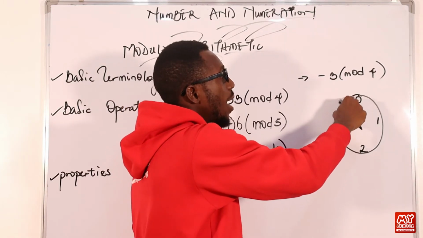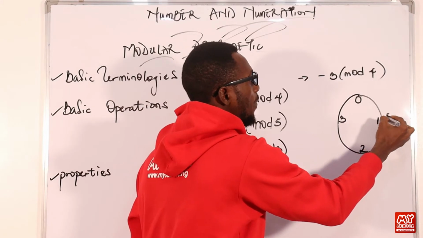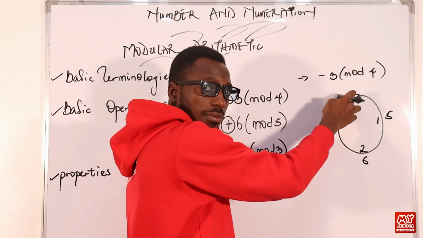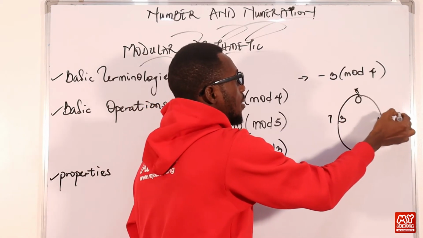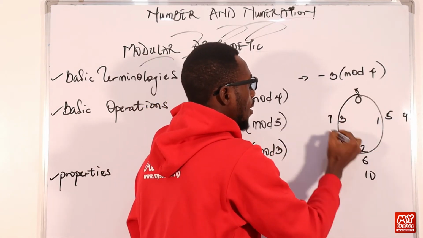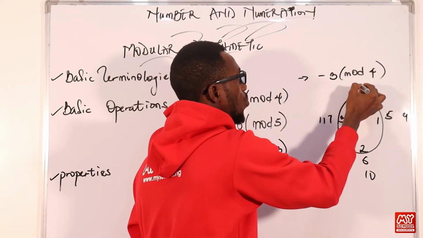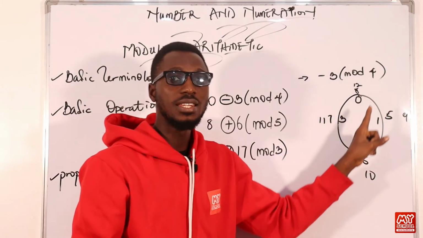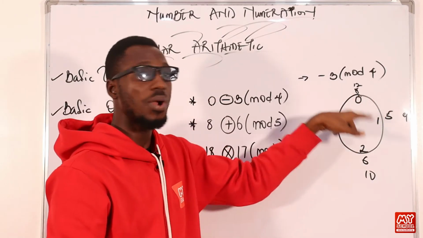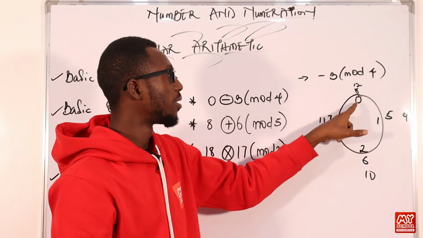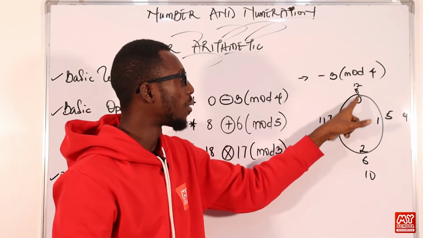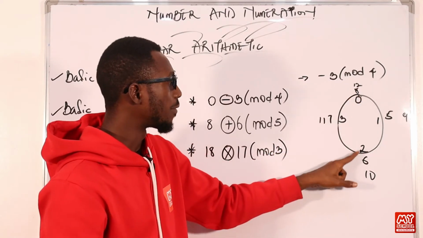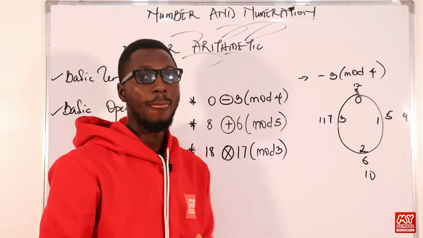So where will 5 be? After 4, this will be your 5. This will be your 6, this is 7, this is 8, this is 9, this is 10, this is 11, this is 12. Just like that. If you look at the expression here, the differences between these sequences are just 4: 0 plus 4, 4 plus 4, and so on. You can see that.